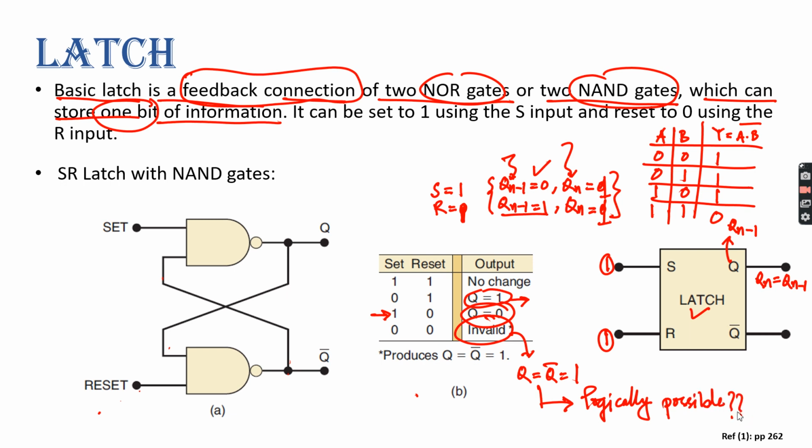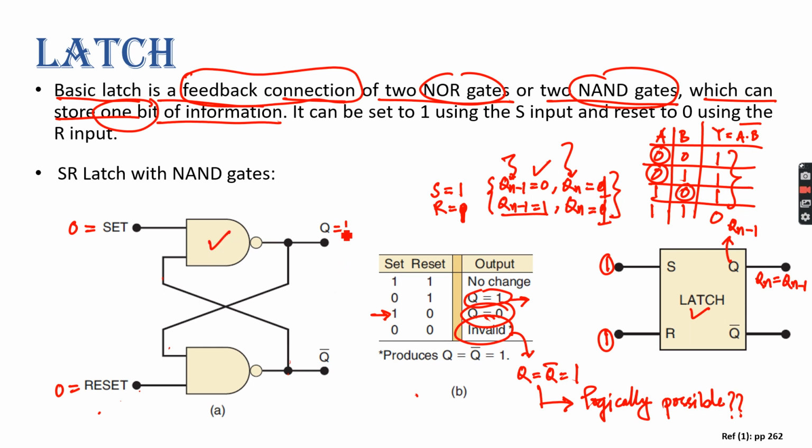Is it logically possible? Impossible, sir. That's why it is called an invalid condition. So now let's see how it happens. If you put 0 on one of the inputs of the NAND gate, what will happen? The output of this NAND gate will be 1, right? Yes, sir. As you can see, if any of the inputs is 0, the output is always 1.